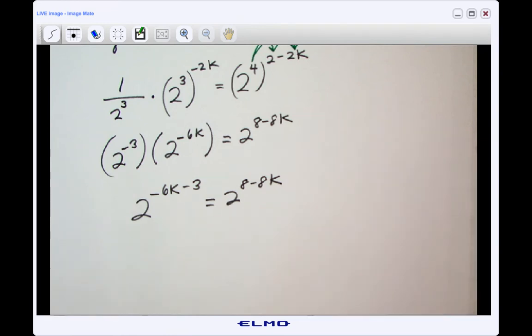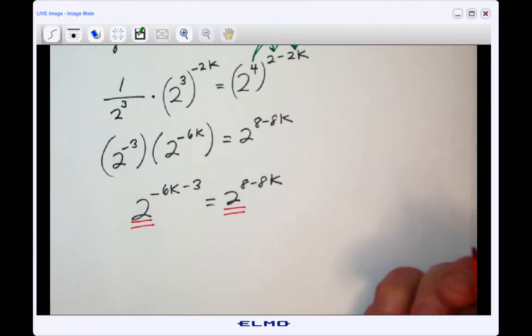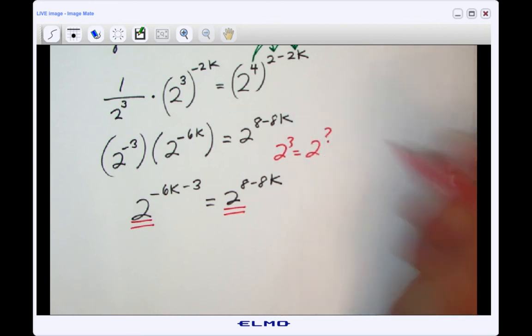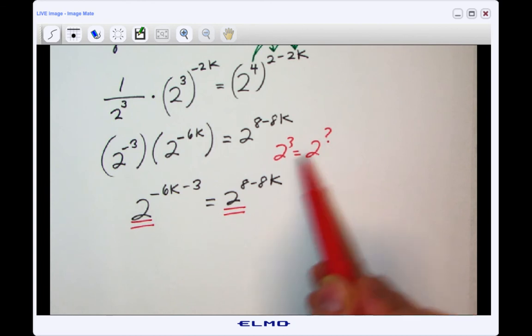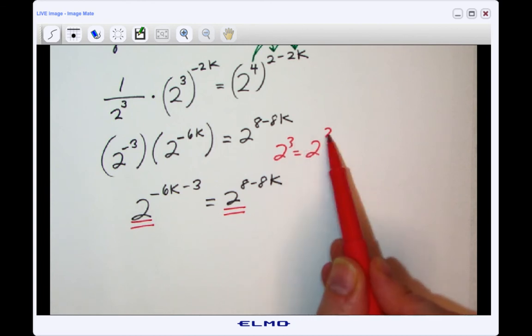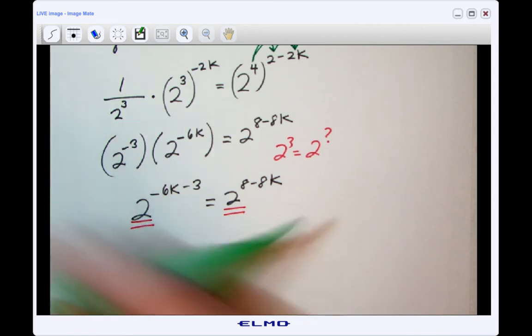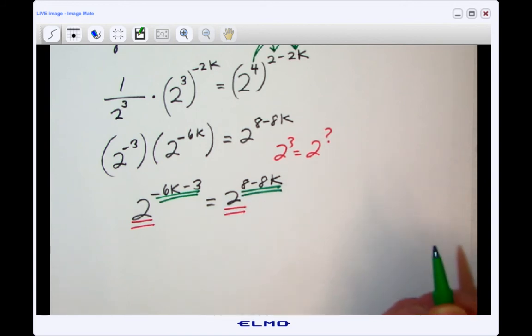All right, now this is where I've been trying to get to, because from here it's actually pretty simple to finish this up. If you look, we see that we already have a 2 here as a base and a 2 here as a base. So think about it for a second. If I had 2 to the third is equal to 2 to the question mark, you would know right away that that's a 3. That's the only thing that would make sense. So if the bases are the same, then these exponents would have to be the same also. So that same thing has to be true here. If these bases are the same, then these exponents have to be the same also.